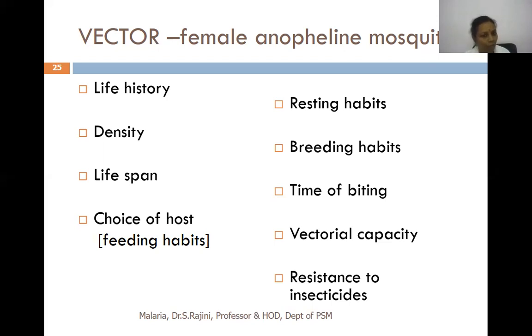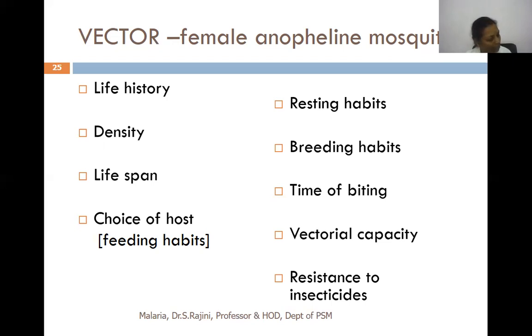The choice of host, that's feeding habits. Some mosquitoes prefer human blood when compared to animal blood. So when they prefer human blood, there is more biting of the mosquitoes. So that depends upon the choice of the feeding habits of the mosquito.